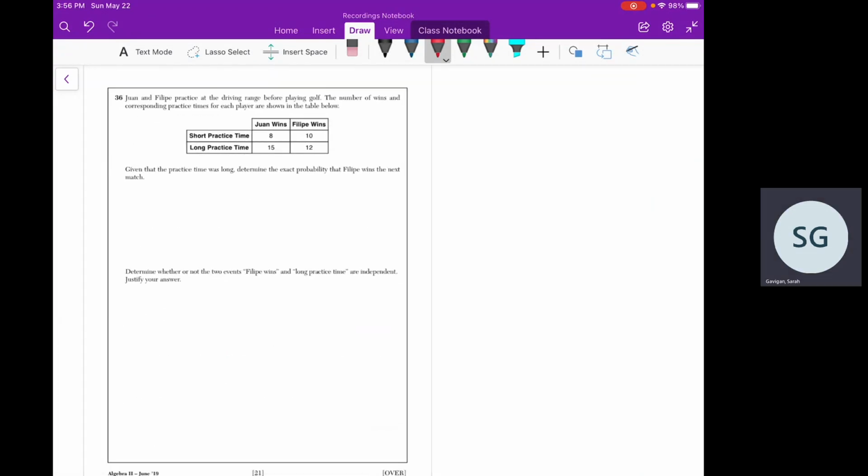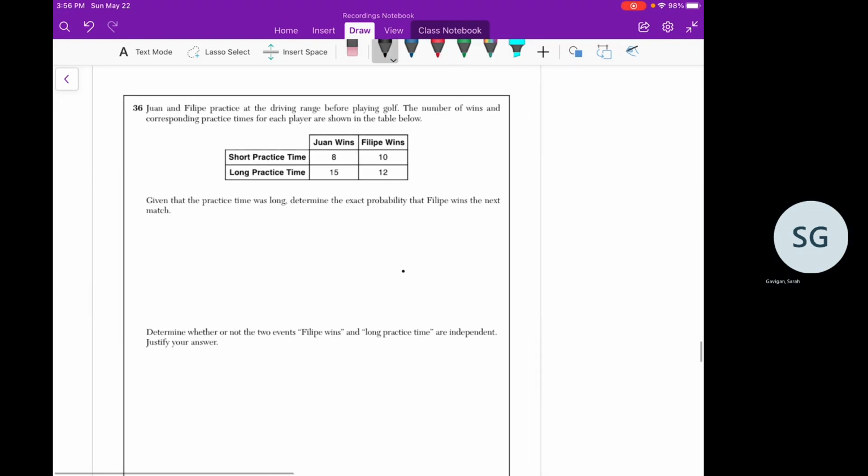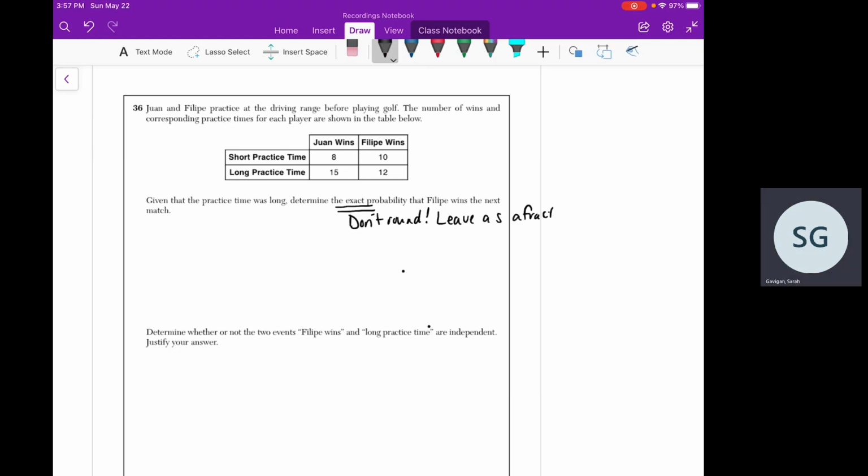Juan and Felipe practice at the driving range before playing golf. I had a cat named Felipe. The number of wins and corresponding practice times for each player are shown in the table below. Given that the practice time was long, determine the exact probability that Felipe wins the next match. Okay, so some things. Determine the exact probability. That means don't round it. Probably leave as a fraction.